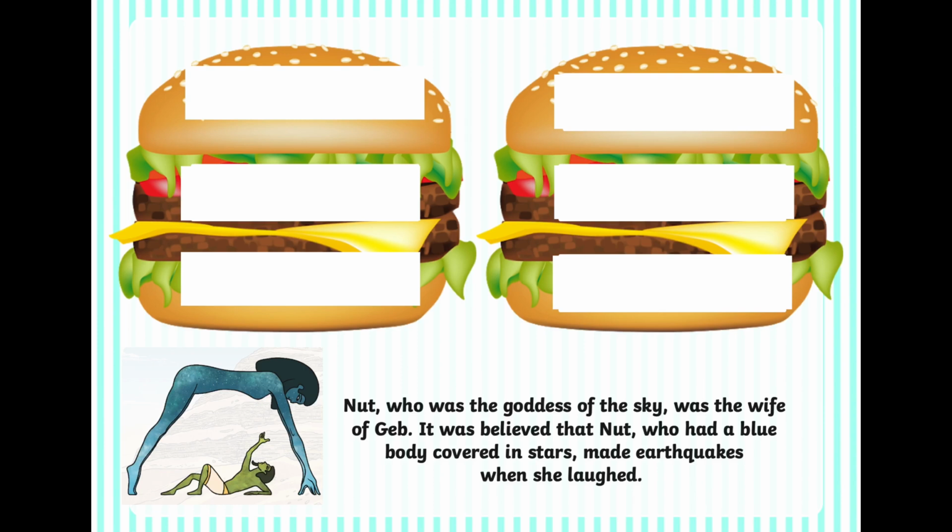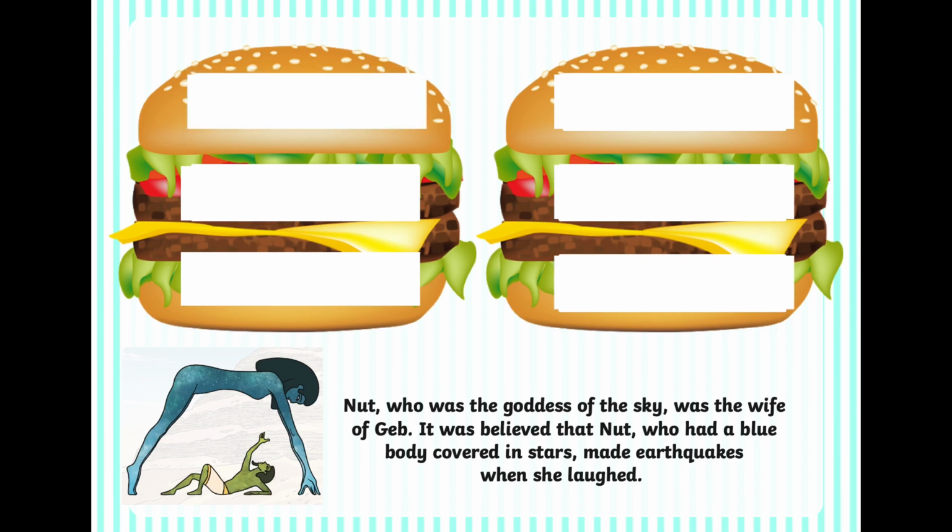Let's take a look at this next one. Here we've got a piece of information about the gods and goddesses Nut and Geb. In this piece of information, we can retrieve 2 relative clause sentences to fill up our burgers. Pause the video now to have a look, see if you can find them in the text.